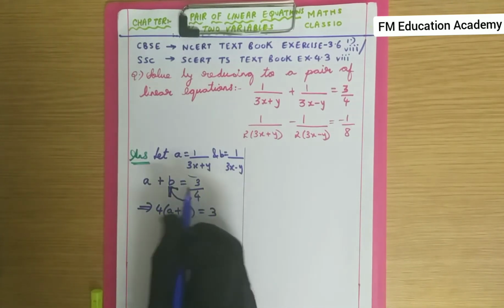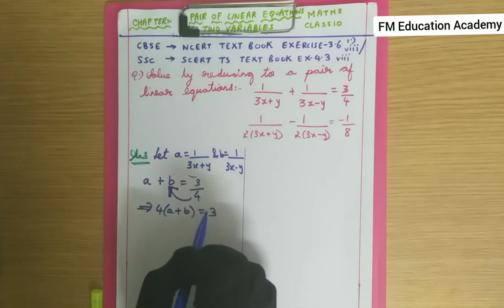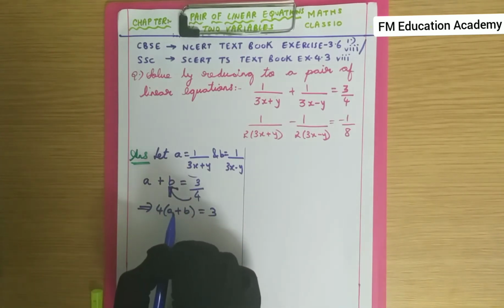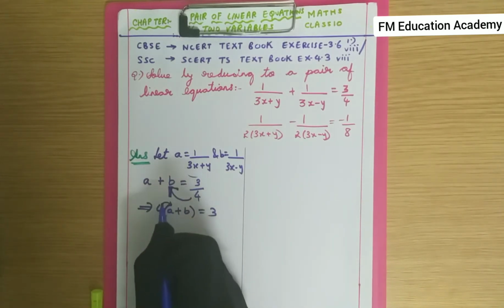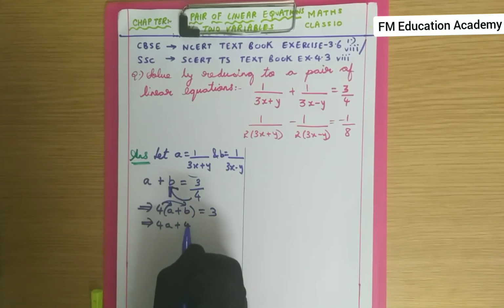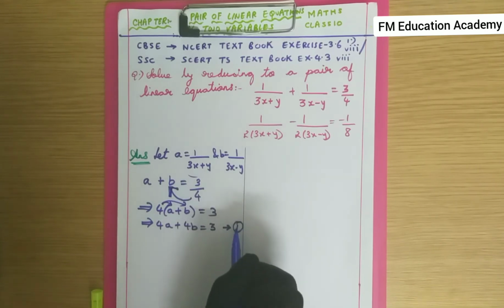Remember, this 4 belongs to both a and b, because it is there on the RHS. But we are sending it from the RHS to the LHS, so this 4 will belong only to a and b. 4 will not get multiplied by 3. 4 will get multiplied only by a and b because it is going to the LHS. So multiply with each term. Open the bracket. 4 into a is 4a plus 4 into b is 4b is equal to 3. This is my first equation.